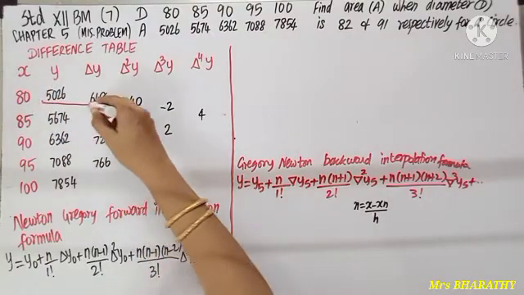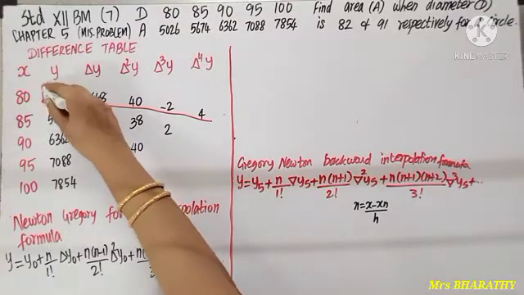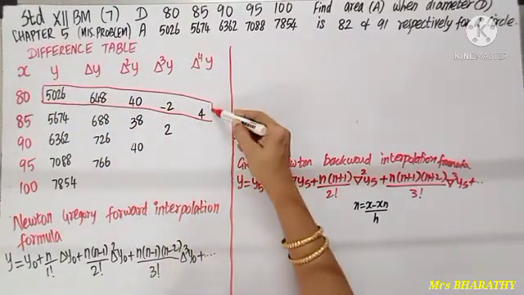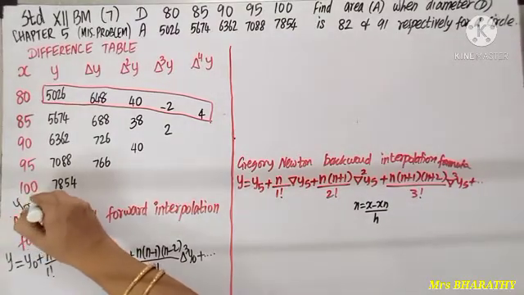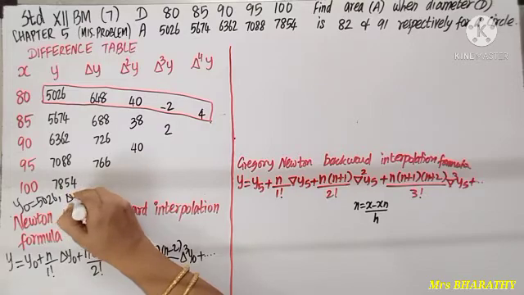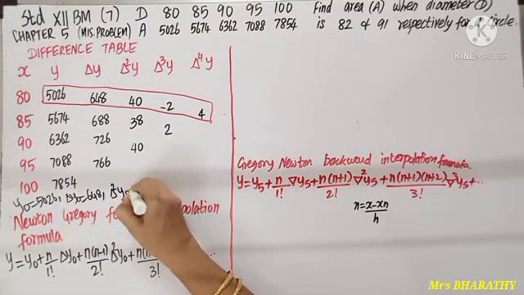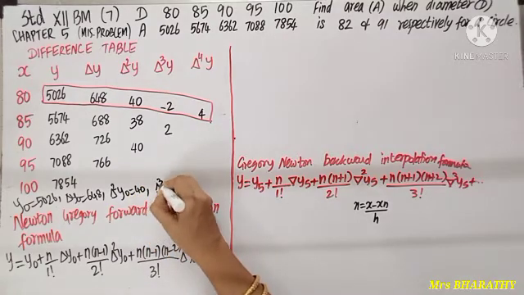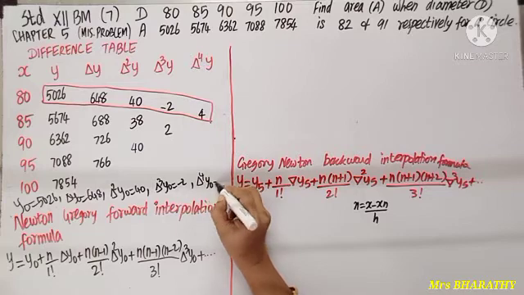y0, del y0, del square y0, del cube y0 and write the values. y0 is 5026, del y0 648, del square y0 40, del cube y0 minus 2, del power 4 y0 is 4.